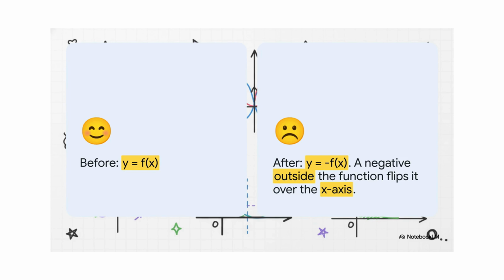Okay, but what about flipping things? What if we want to turn our U-shape upside down? Well, that's easy too. You just stick a negative sign on the outside of the whole function, it acts like a mirror on the x-axis, and the entire graph just flips over.